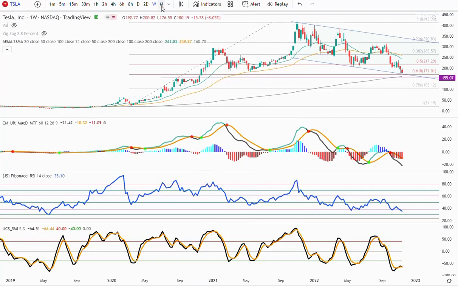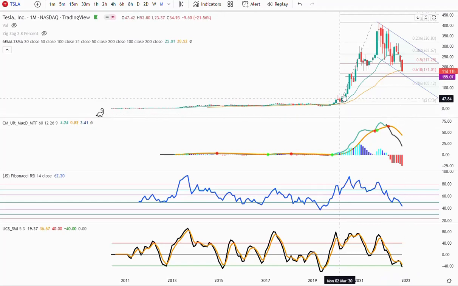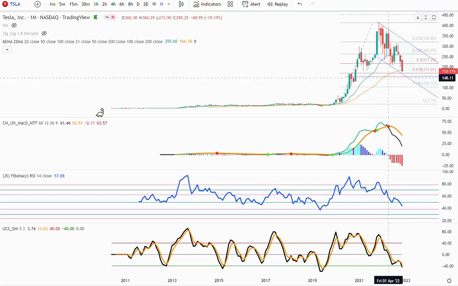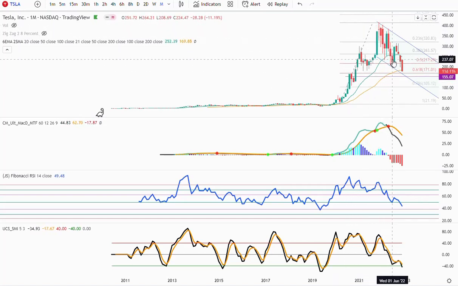If I look at the monthly picture, what do I see? So this is the monthly picture. I see that massive run up. These are the monthly 20 and monthly 50 exponential moving averages. It had gone way above the monthly moving averages. So that was the first indication that perhaps it was overstretched. And now what we see is it's coming down.